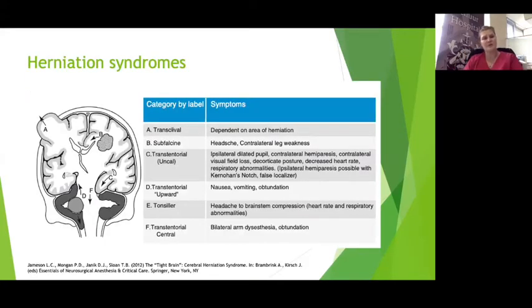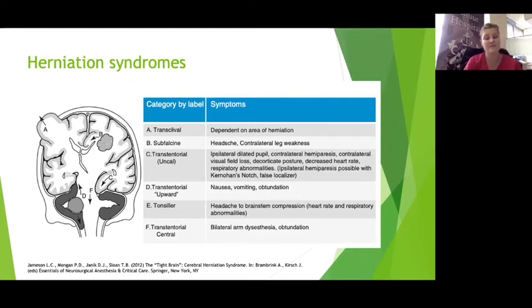Then just a word on herniation syndromes. Obviously, when you have a patient with a significant severe traumatic brain injury, depending on which parts of the brain herniate, you can actually pick up on it before they've even gone for CT scans, although we don't really have that issue here at Grootegeluk because we have very easy access to 24-hour CT scans.